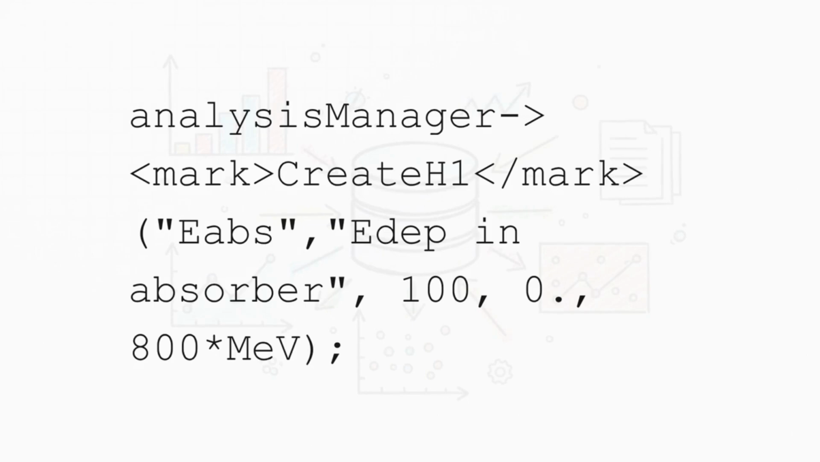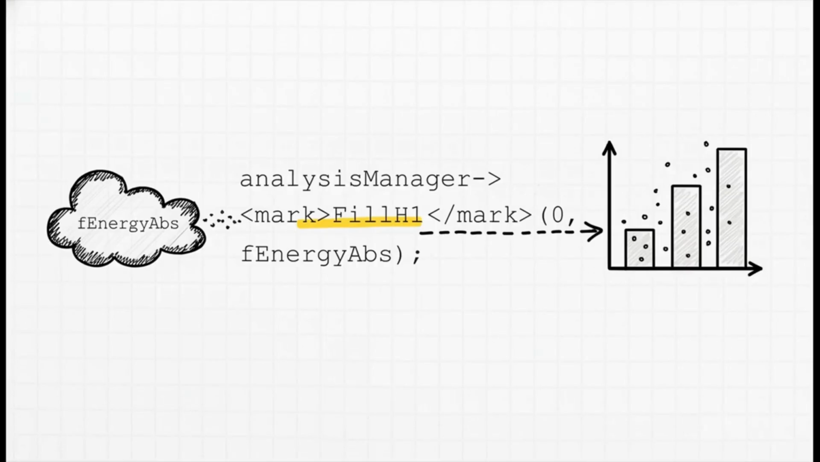Creating a histogram is just a straightforward single line of code. You give it an internal name, a title for plotting, tell it how many bins you want, and the range. And what's really cool is you can even specify the units, like mega electron volts here, and the manager handles the conversions for you. And filling it? Even easier. Inside your event action, you just call FillH1. You give it the histogram's ID, which is just 0 for the first one you create, and then the variable that holds the value you want to record for that specific event.